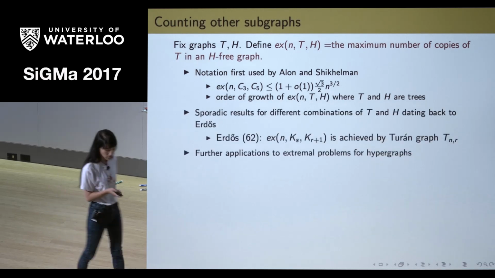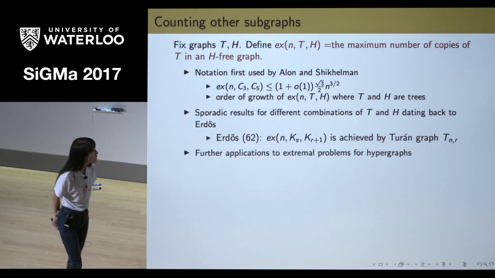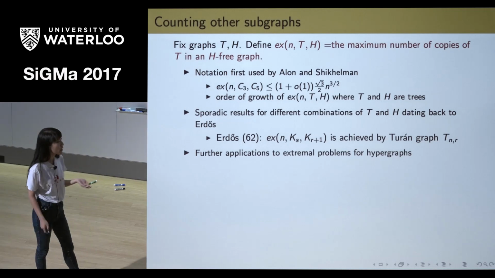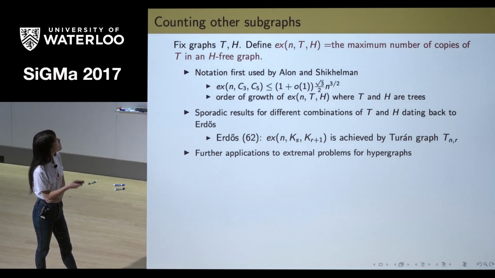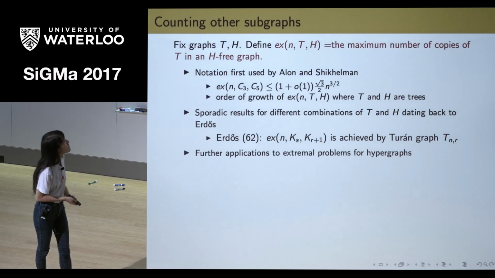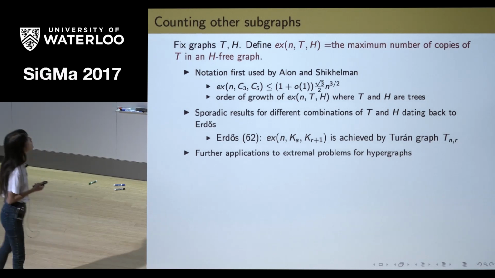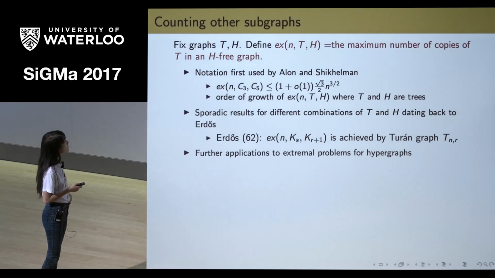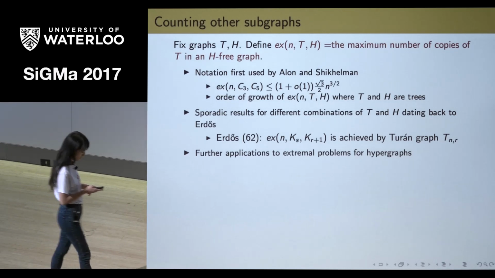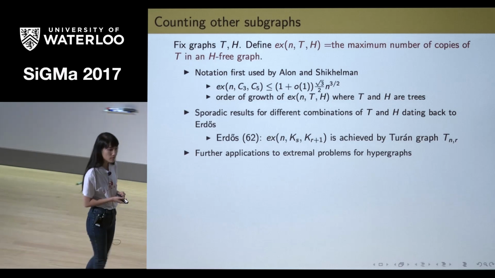Okay, but even though this notation was only recently introduced, this is not a new problem. There have been many different results for different combinations of T and H. The first was due to Erdős in 1962. He proved a generalization of Turán's theorem.